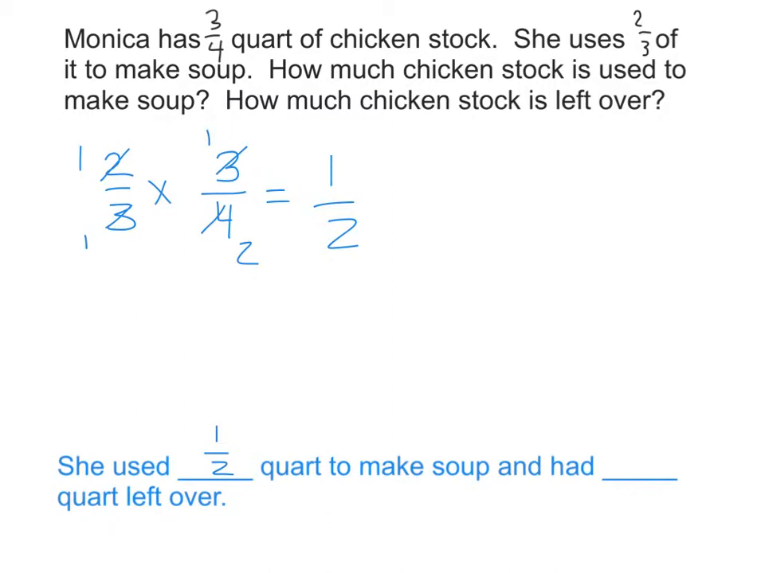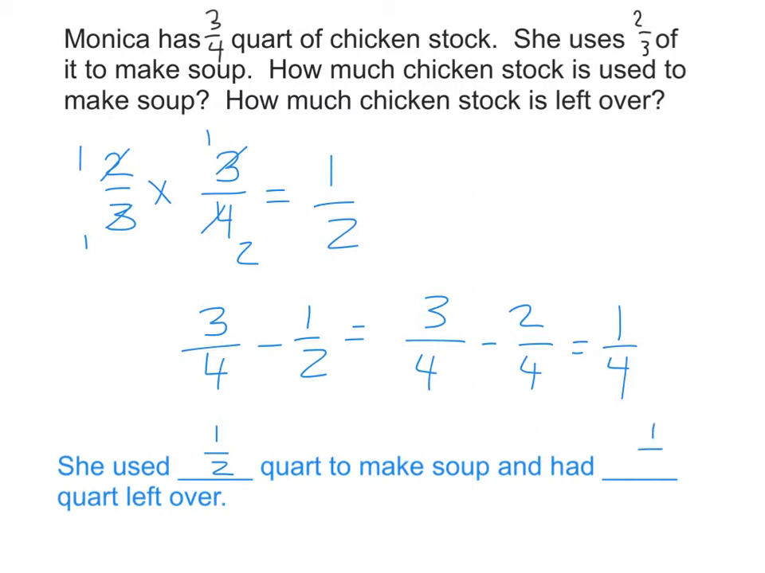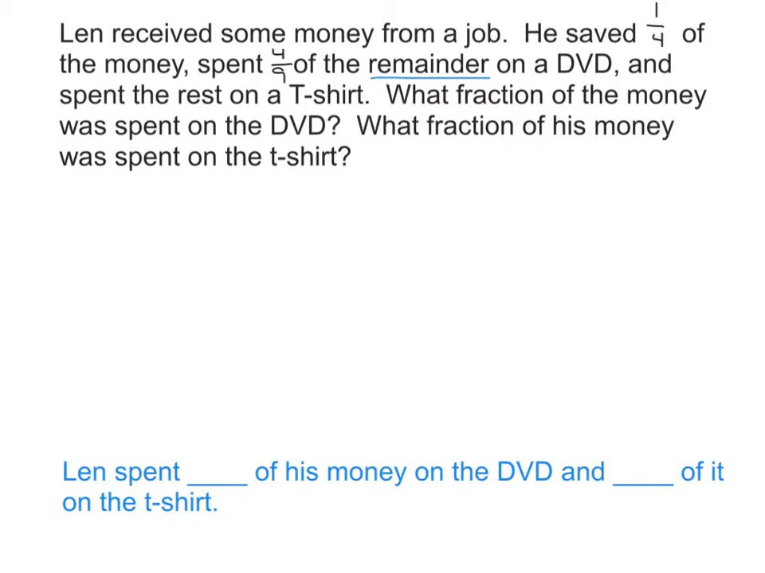Now, if she had 3/4 of a quart and she used 1/2, then with a common denominator, that would be 3/4 minus 2/4, which would be 1/4 left over, which is what we found a little bit ago with our model. On this remainder question, if he saved 1/4 of the money, then the remainder would be 1/2 minus 1/4, which is 4/4 minus 1/4, which is 3/4 for his remainder.